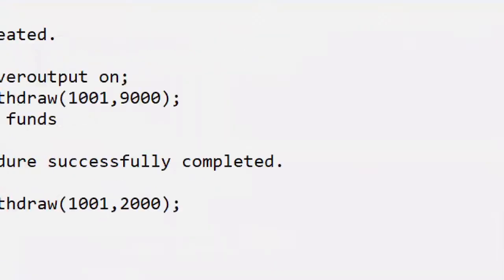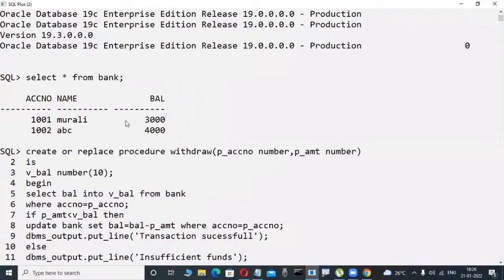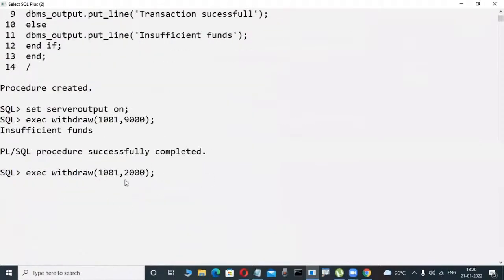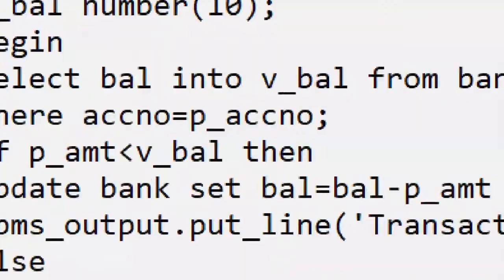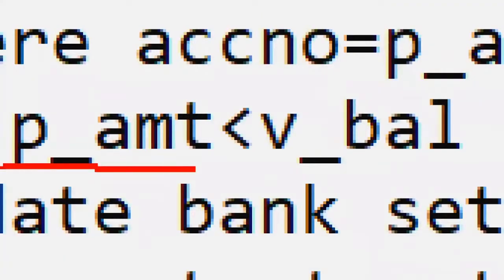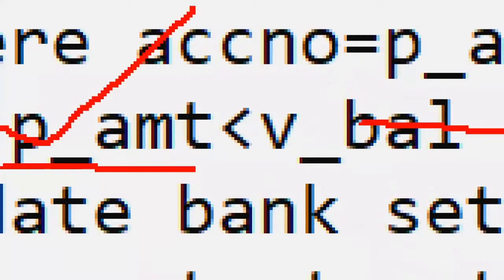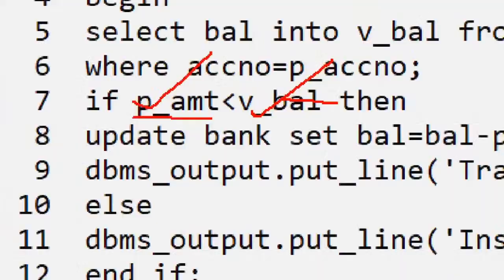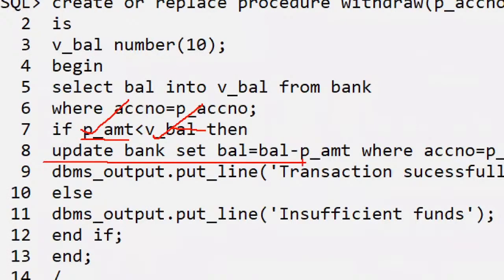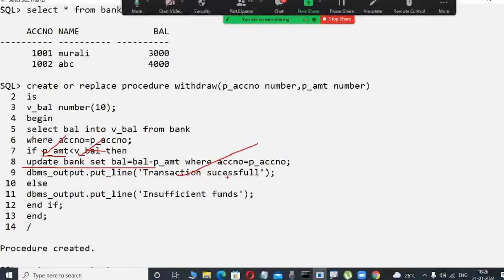Possible, because my balance is 3,000 and I try to withdraw only 2,000. Whenever the passed amount, 2,000, is less than the available balance, in this case 3,000, I am updating the bank table, modifying it. The transaction is successful. Now that is really correct.